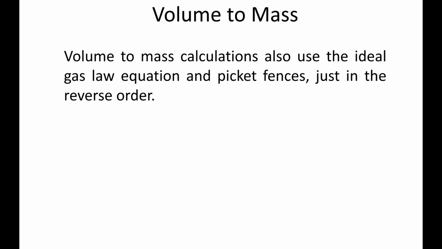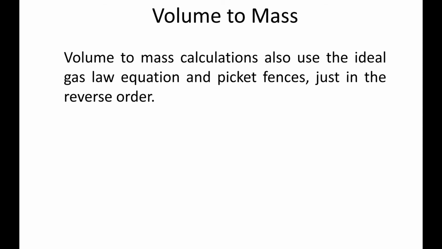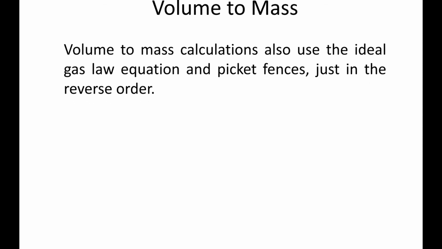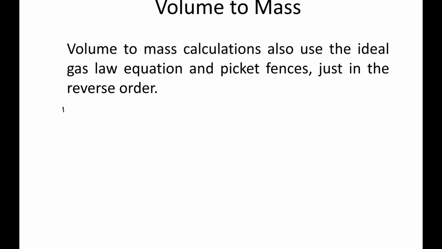Okay, volume to mass. Volume to mass calculations also use the ideal gas law equation and picket fences, just in the reverse order. So in other words, you're going to do the ideal gas law equation first and then put that number into the picket fence. So we're going to calculate moles this time. So N equals PV over RT. Okay? Now you're going to put that N into a picket fence.